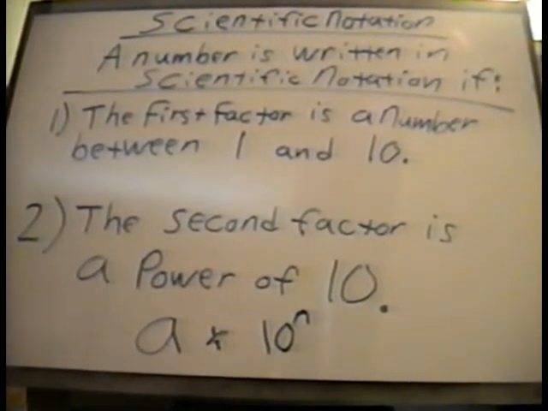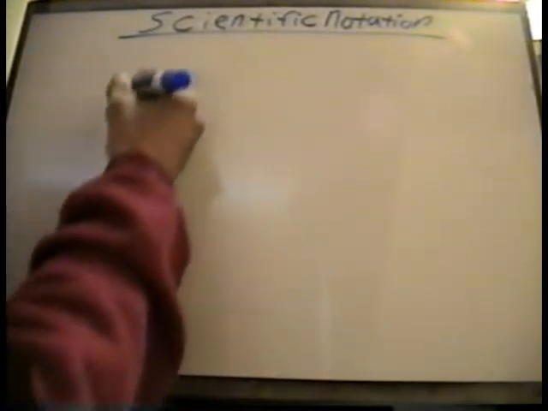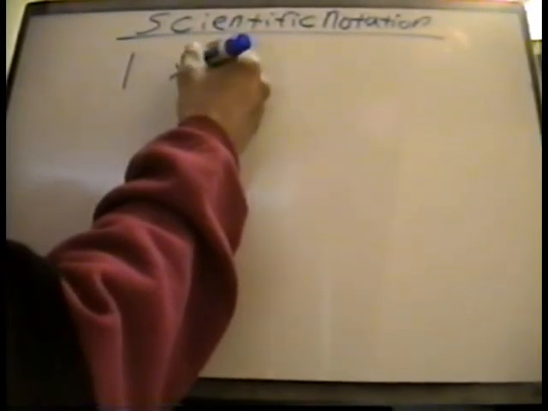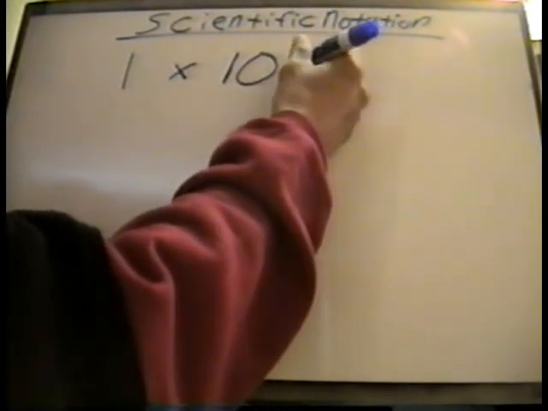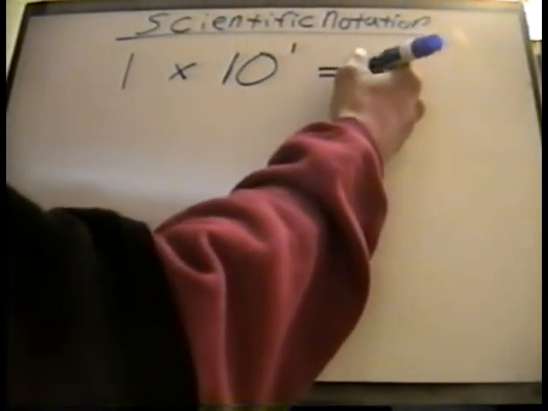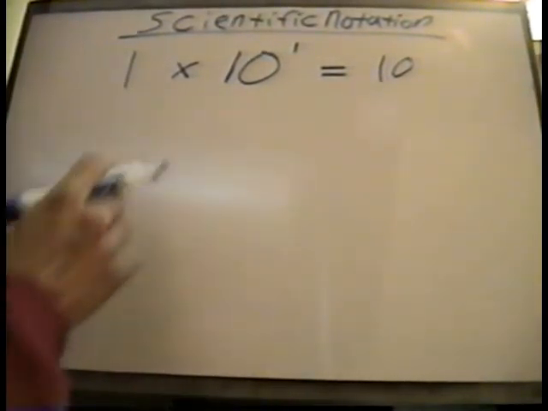So scientific notation is used for very large numbers, or for any number to be put in scientific notation. For example, you have 1 times 10 to the power of 1. That simply gives us 10, right? Now this would be our scientific notation. This here is a scientific notation.